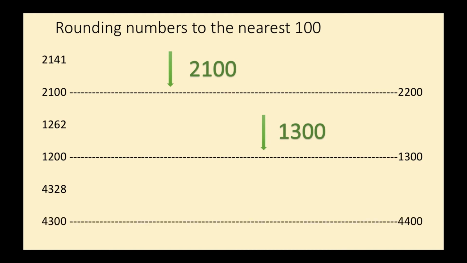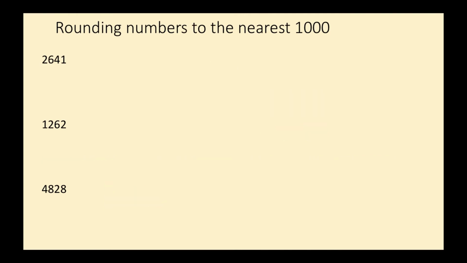4,328 is between 4,300 and 4,400. So 328, probably around about there. 4,300 is what we're going to round it down to. So remember the rule. If it's over 50 or over 5, we round up, and if it's 4 or 40 or below, we round down.